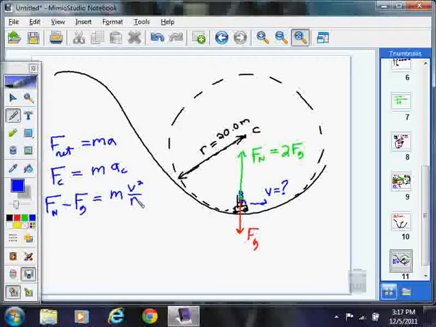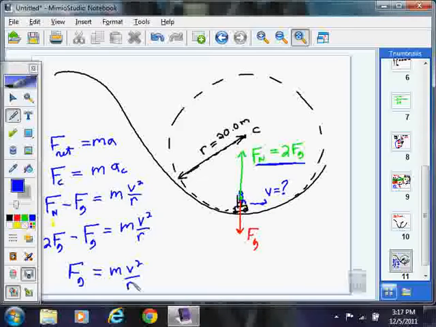But we were told in the problem that the normal force equals twice the weight force. So we know that this is going to become 2Fg. So we were told that that normal force is equal to twice the weight force minus Fg equals m v squared over r. So basically this is just going to reduce to Fg equals m v squared over r.